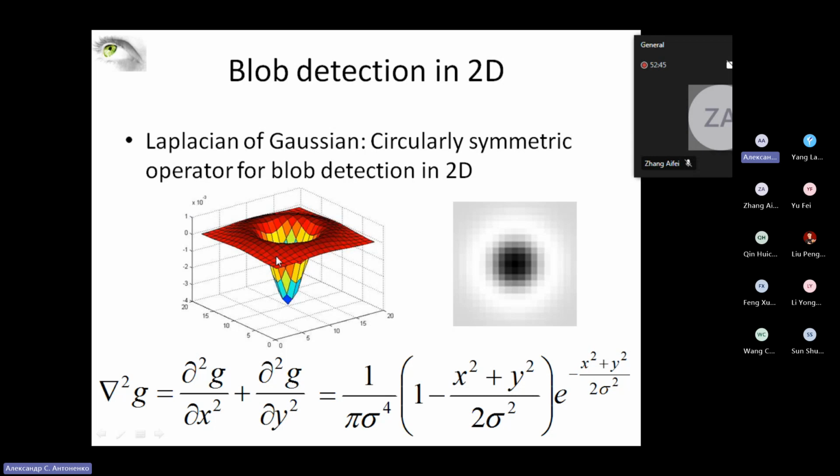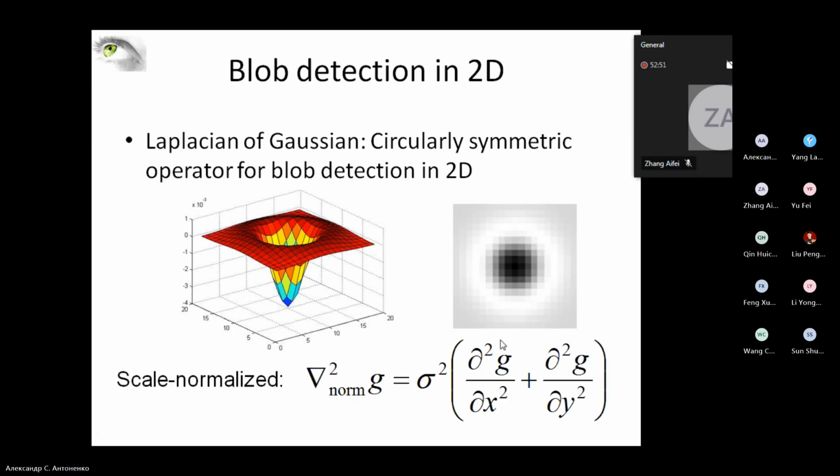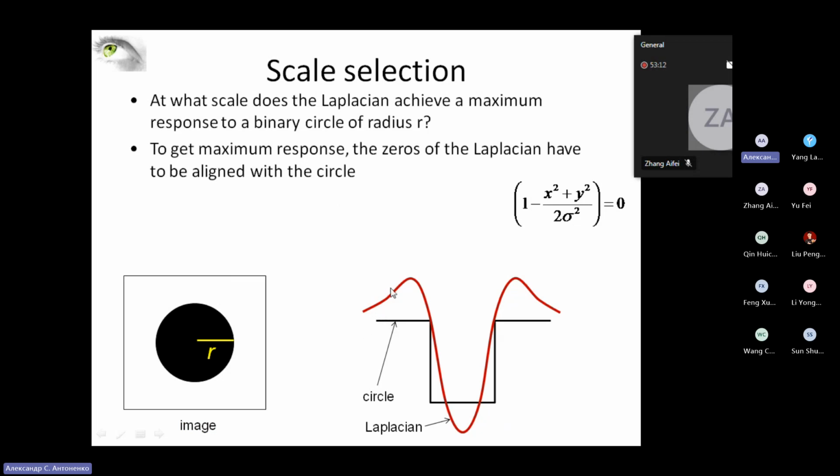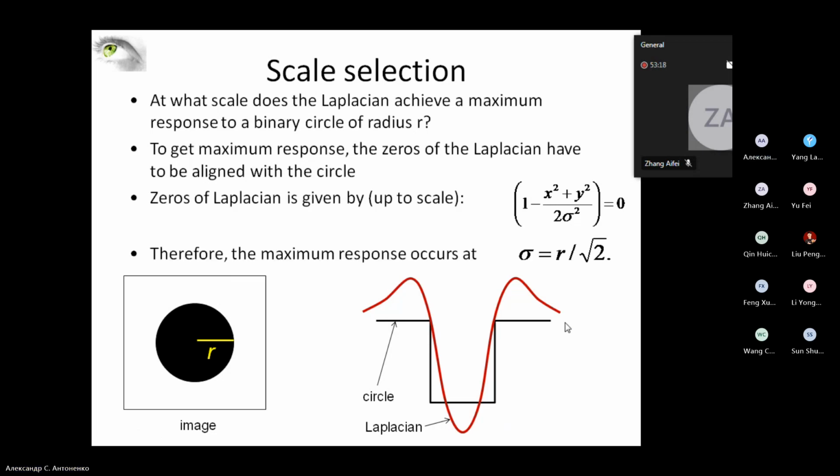Some small positive value here, and 0 in all other places. Then we find scale normalized, so we multiply it by sigma squared. If we take an image that is a binary circle of radius r, and we apply the Laplacian, then the maximum response occurs at the sigma that equals r divided by the square root of 2.